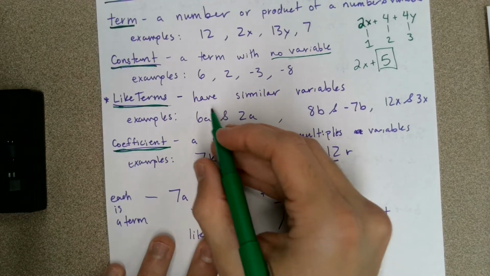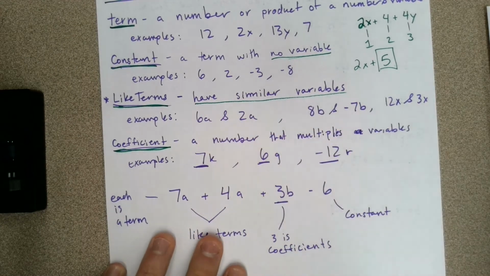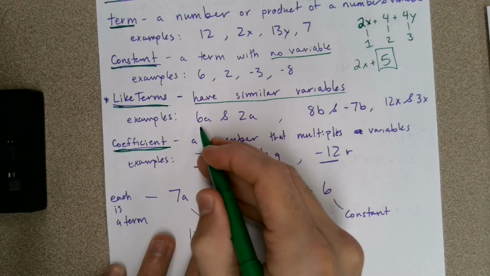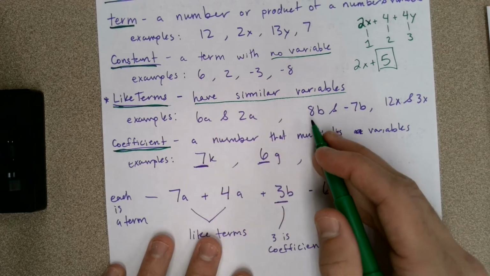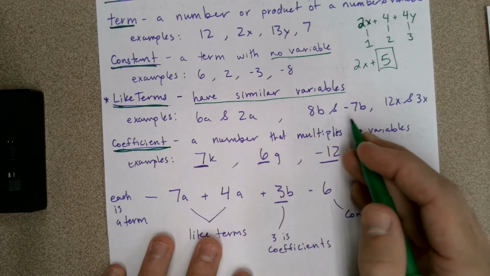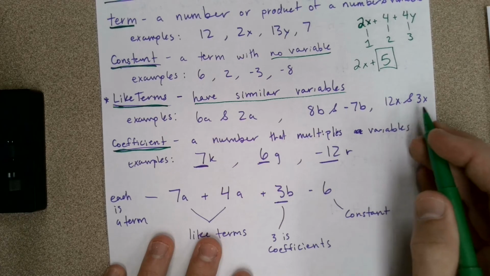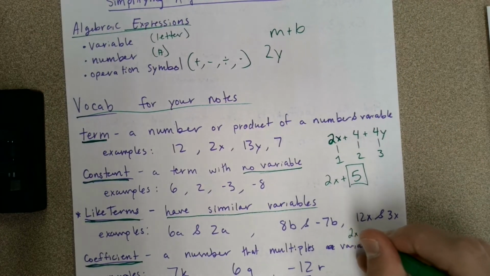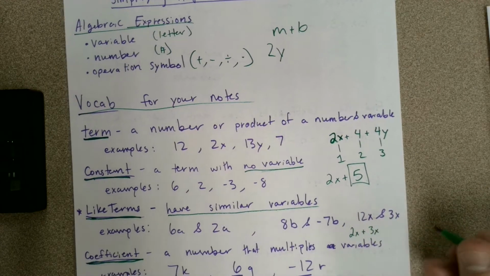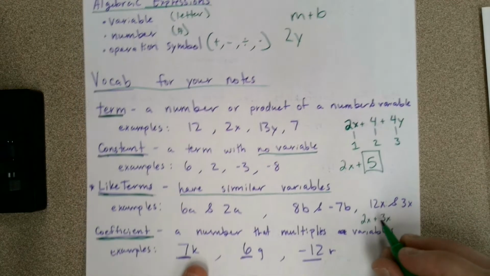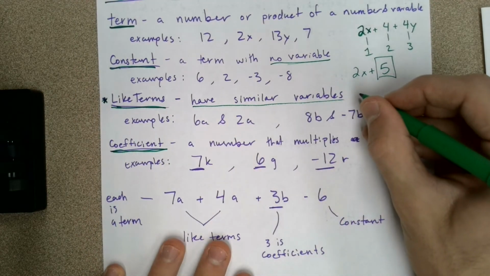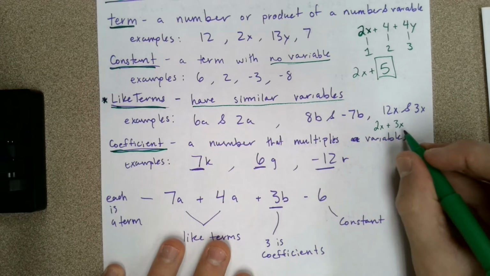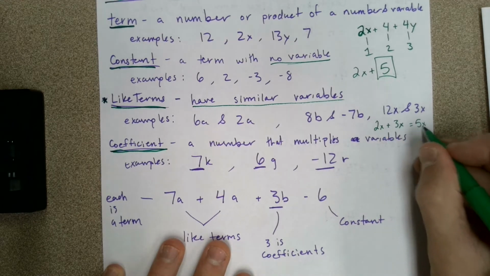All right, like terms. Like terms, really all this means is that there's 2 things that have similar terms. For example, 6a and 2a. Their like terms is that they both have a. 8b and negative 7b. They're like terms because they both have b. 2x and 3x. They're like terms because they both have x. So if we had a problem that was like 2x plus 3x, those are like terms. What's important about like terms, I put a little star over here, is you can combine them. So if I have 2x plus 3x, I can make 5x.